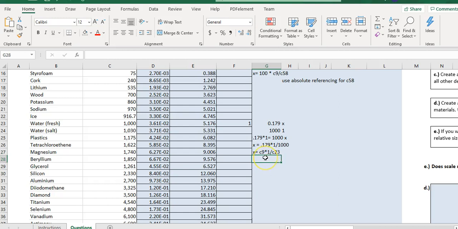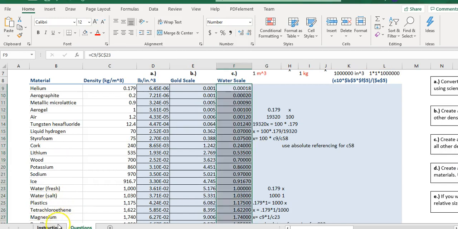So again, when I'm doing the next value, it should be C10, but the C23 shouldn't change. So again, I'm going to have to use absolute referencing for cell C23. Okay, and then I can just drop the 1 because that doesn't have any impact on the problem. Okay, so I'm going to give you a minute to type that formula into the water column, and we'll see how you do on that.